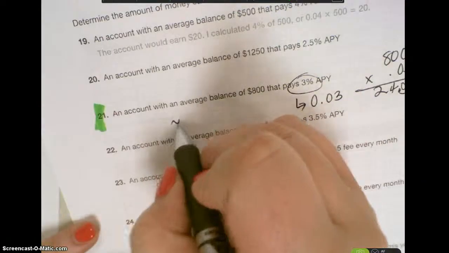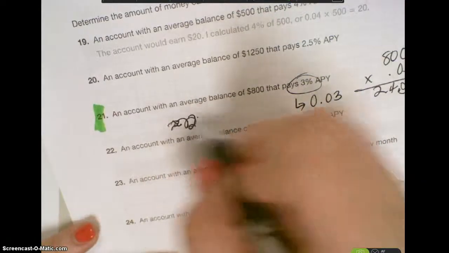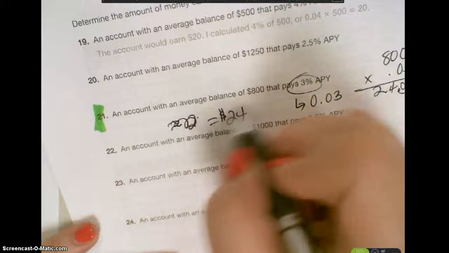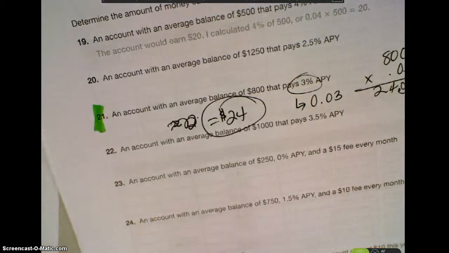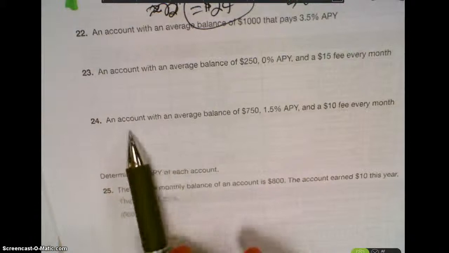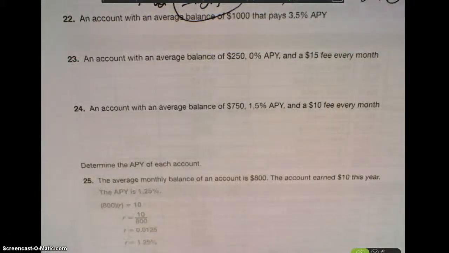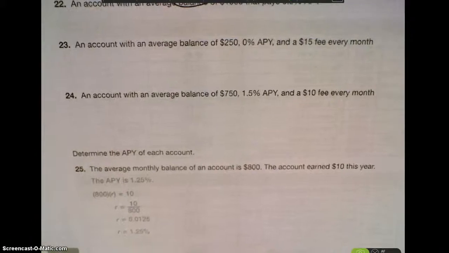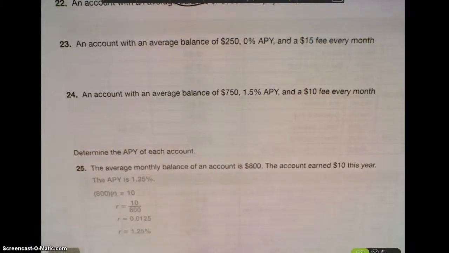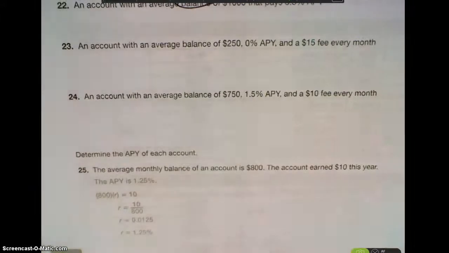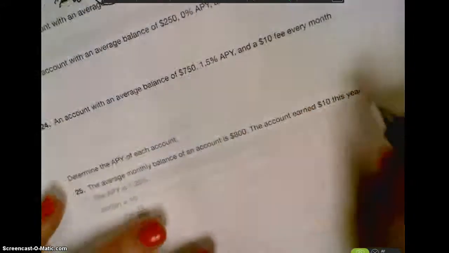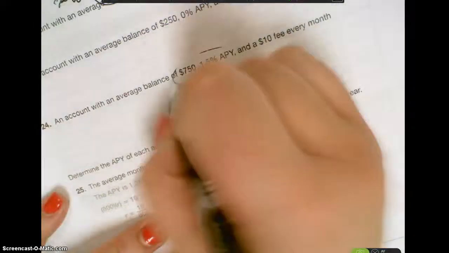So this would be, and the account would earn, not approximately, the account would earn $24. So that's how much the account would earn. If you look at a problem like this where, on number 24, it's an account with an average balance of $750, 1.5 APY, and then a $10 fee every month. So what we're going to do is figure out our APY first, and then subtract our monthly fee. So what we would do is say, okay, $750 with the APY.